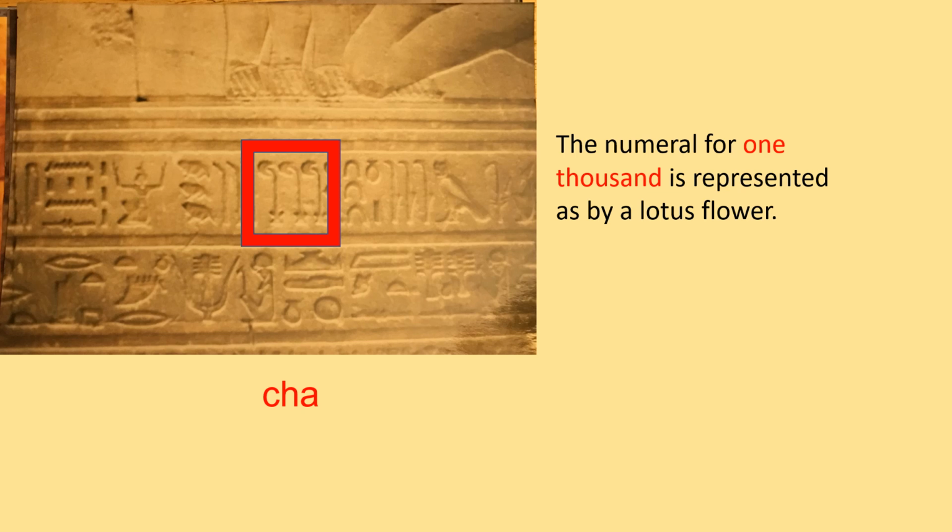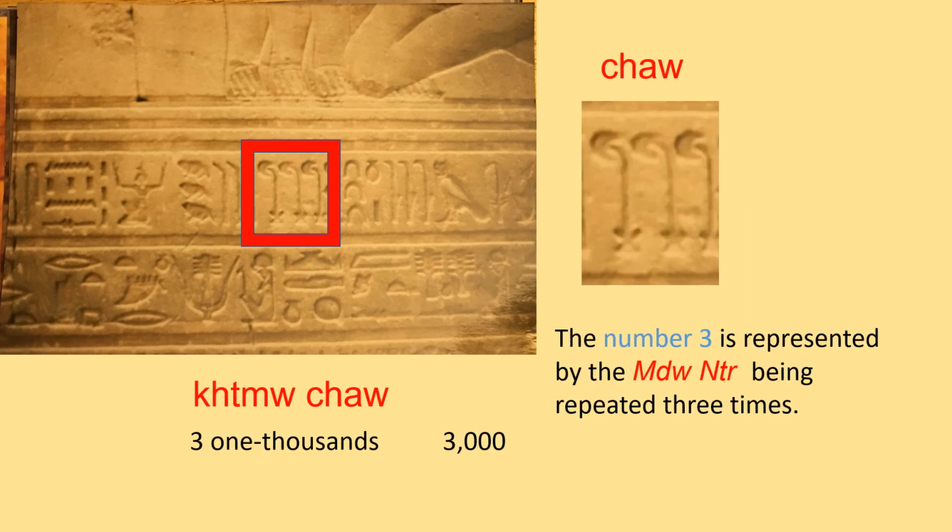The numeral for 1,000 is represented by 1 lotus flower. And again, we have 3 lotus flowers in this case. So as the pattern continues, the number 3 is represented by the Medu Neter being repeated 3 times. So we have Chau, the plural of Cha, or plural of 1,000. And we have 3 of them. So this is Kem2 Chau, 3 1,000s. Again, in Hindu Arabic, we have a 3 in the thousands place with 3 zeros.